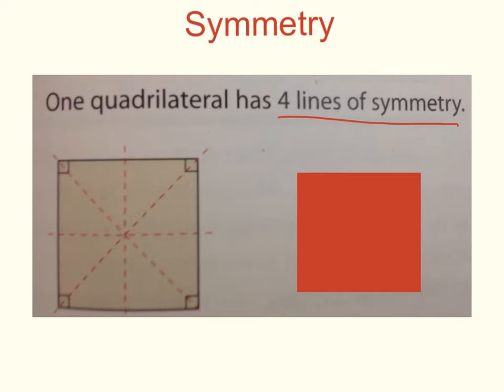But it also has a diagonal line of symmetry. If I fold this bottom half up to here and match the corners up, this corner and this corner, it would match. So it's a line of symmetry as well. And finally, you could also fold it the other way. So the square has four lines of symmetry. 1, 2, 3, 4. Four lines of symmetry.